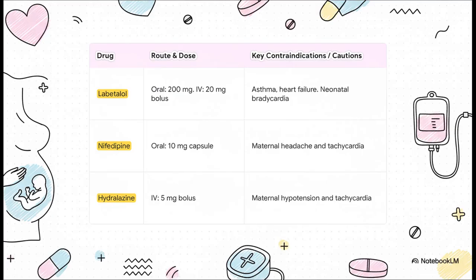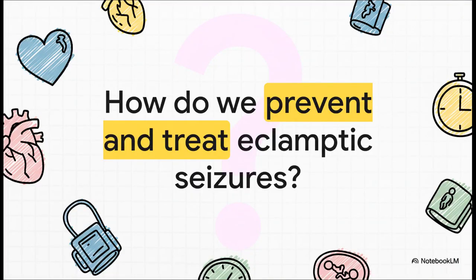So, what are your go-to drugs for acute control? You've got 3 main players. IV labetalol is a common choice, but remember, it's a no-go in patients with asthma. Oral nifedipine is really effective and super simple to give. And then there's IV hydralazine, which is another good option, though you gotta watch out for a risk of reflex tachycardia and maternal hypotension.